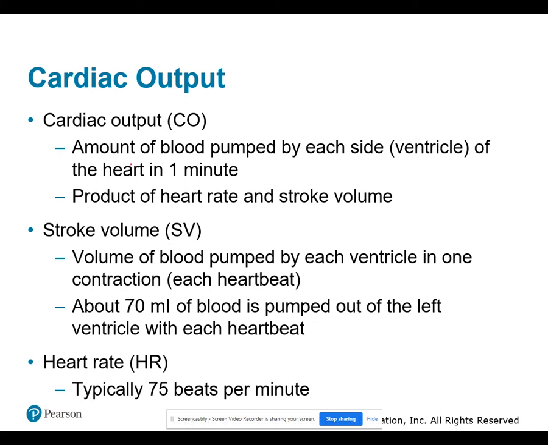Cardiac output is defined as the amount of blood pumped by each side, or each ventricle, of the heart in 1 minute. To find cardiac output, this is the product of heart rate and stroke volume. So product is your multiplication. So now let's define those two parts that affect cardiac output.